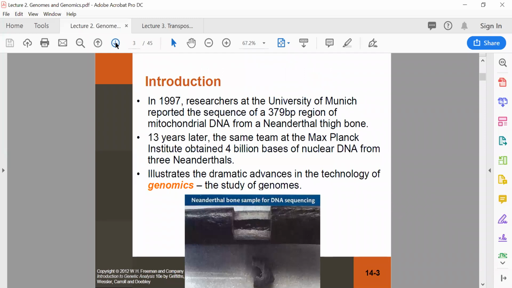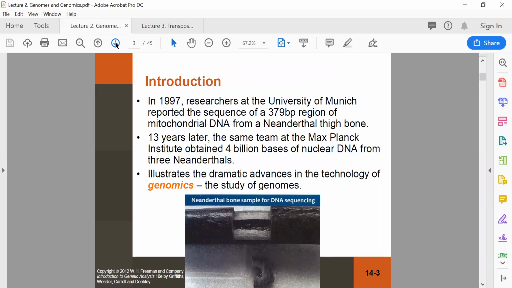So, by way of introduction, let's consider an important finding in 1997. We'll go back to this thigh bone that you can see in the image here. This was a thigh bone fossil that was discovered in 1856. And in 1997, some researchers at the University of Munich took a bone sample from this fossil and tried to extract some DNA and sequence that DNA.